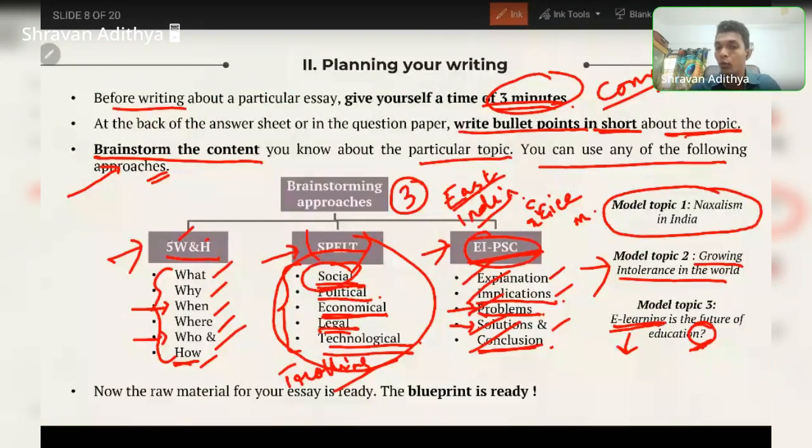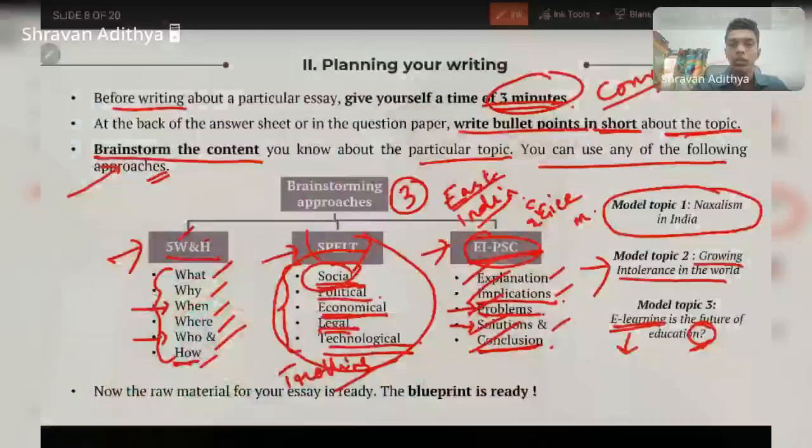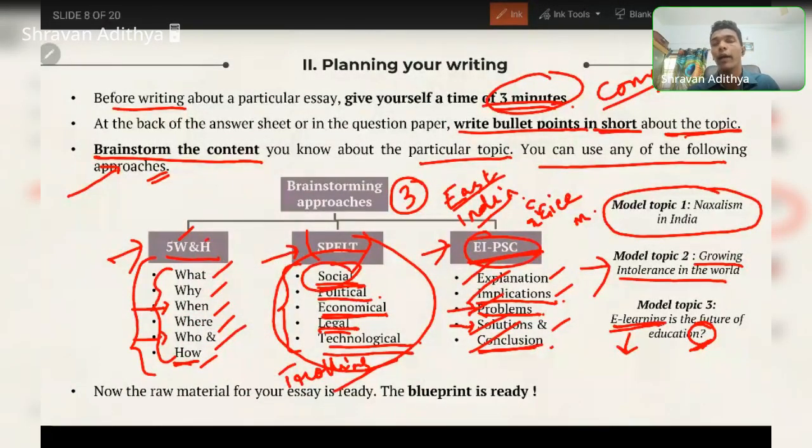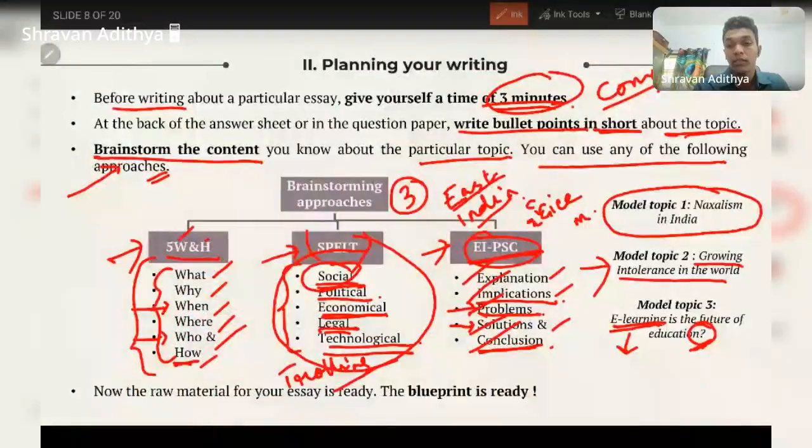What you have to do is take 3 minutes after choosing a topic. You go to the end of your answer sheet, choose any of these approaches, and write down your points in that way. If you have 2 points for social, you write them first. If you have 2 points for political, you write them then. Then economic. Similarly, you take any one of these approaches and apply it to an essay topic. Now the raw material for your essay is ready. The blueprint is ready. The only thing left is structuring your essay and starting to write it. So that's the next step.